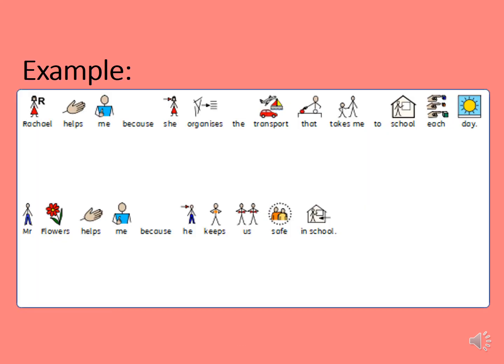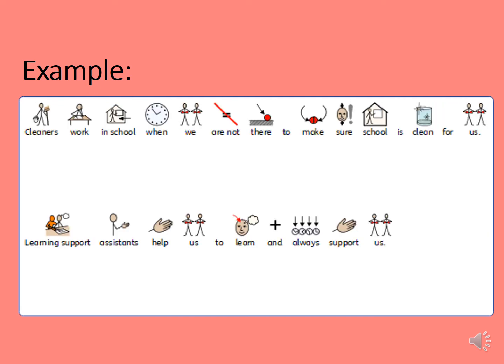Here are my examples of the previous people we have looked at. Rachel helps me because she organises the transport that takes me to school each day. Mr. Flowers helps me because he keeps us safe in school. Now I've had a think about some different people too. Cleaners work in school when we are not there to make sure that school is clean for us. Learning support assistants help us to learn and always support us.